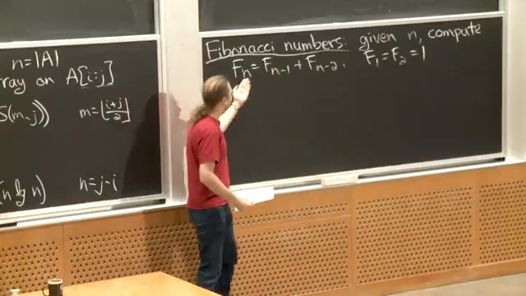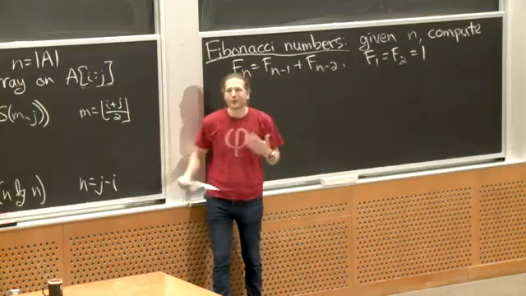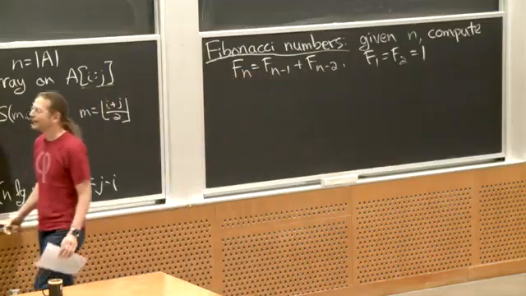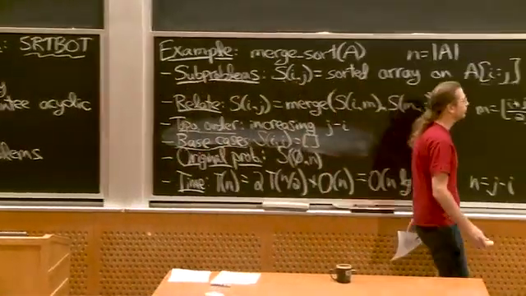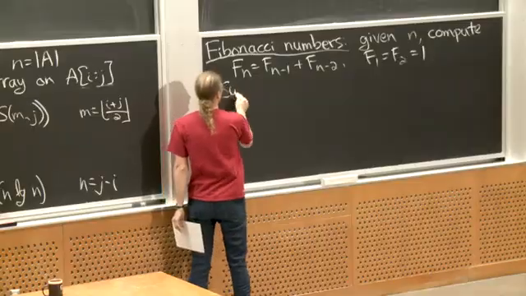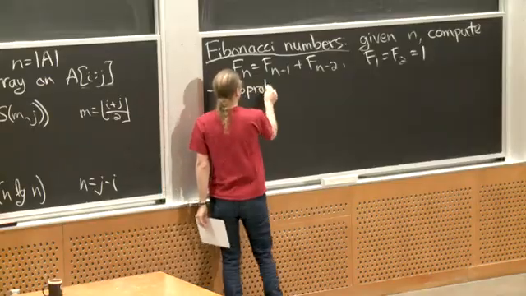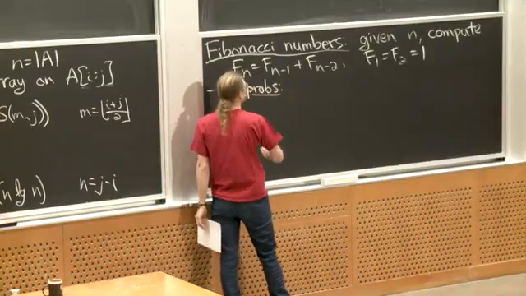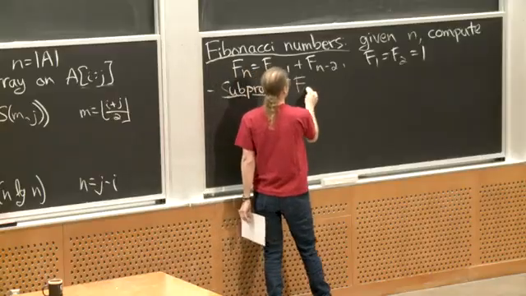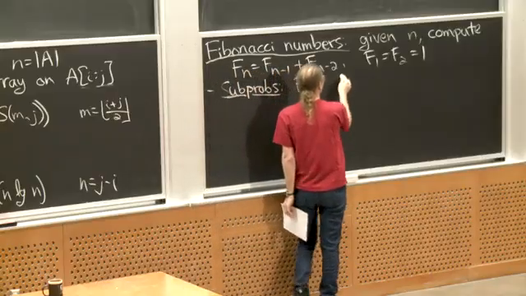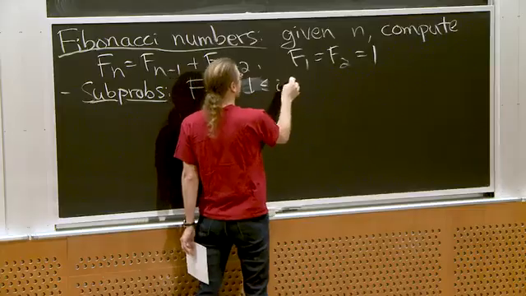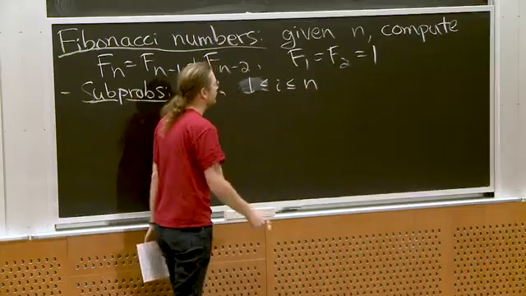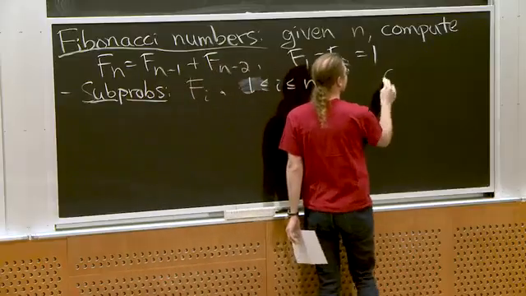This is a recurrence, so it seems very natural to write it as a recursive algorithm. So let's try to do it. We start with what the subproblems are. The obvious subproblems are just the various Fibonacci numbers, F_i for i between 1 and n. So there are n of these subproblems.